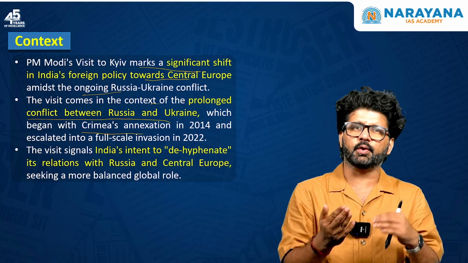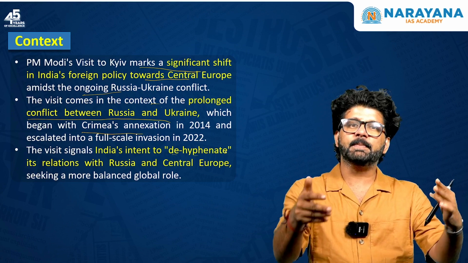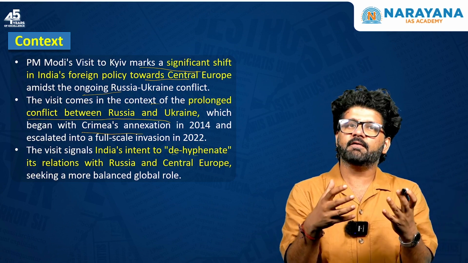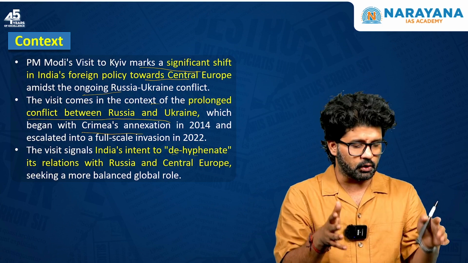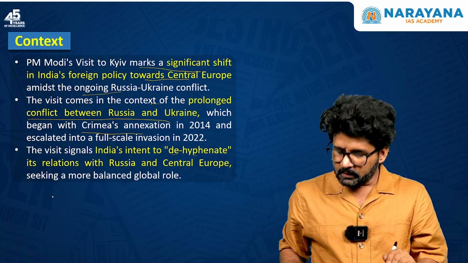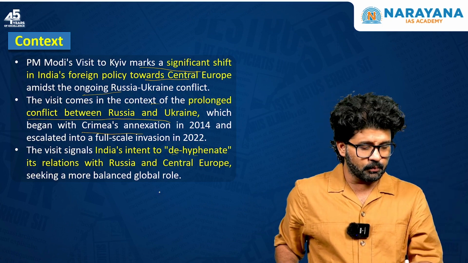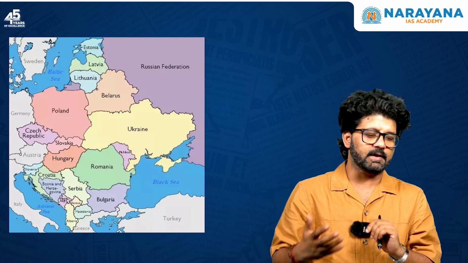So what is India doing? Just like India has de-hyphenated its relationship between Israel and Palestine, the same kind of de-hyphenation is being done, according to the author of the article, between Russia and Central Europe. So Ukraine is a part of the Central European countries. And that's how we are trying to seek a more balanced global role here. Non-alignment has always been our policy, or in a way, we are trying to implement that policy now as well.